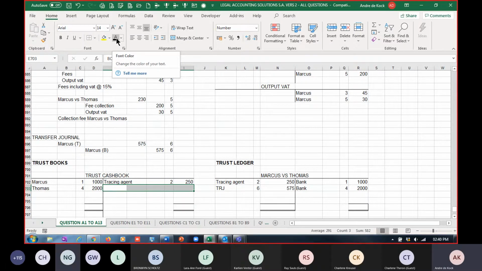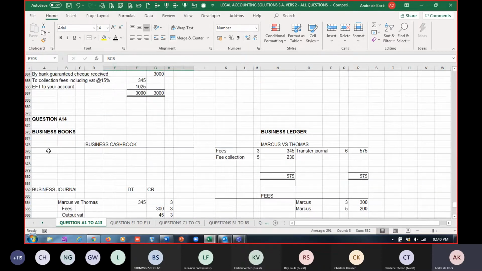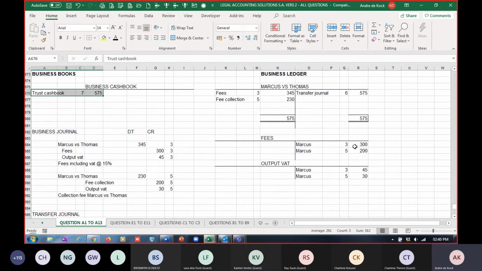So we've done this EFT and now we're recording it. The money is being paid out of the trust and it's paid into the business. So that 575 that we got in is represented by the 500 Rand fees and the 75 Rand VAT. This question didn't tell us that we paid SARS, so we don't have to pay SARS.